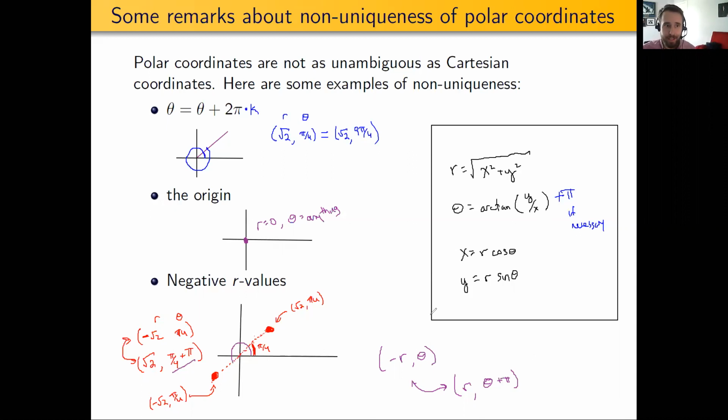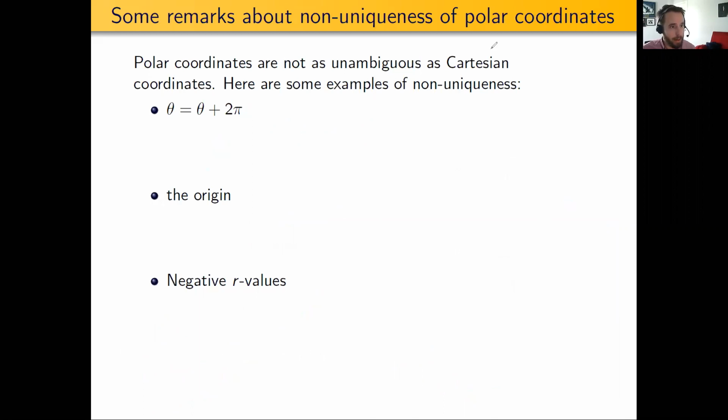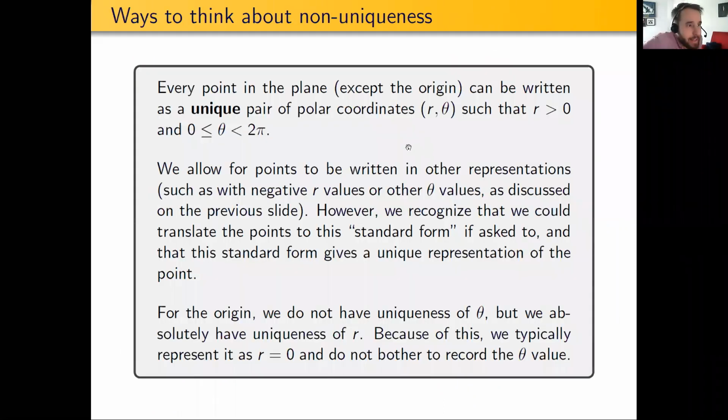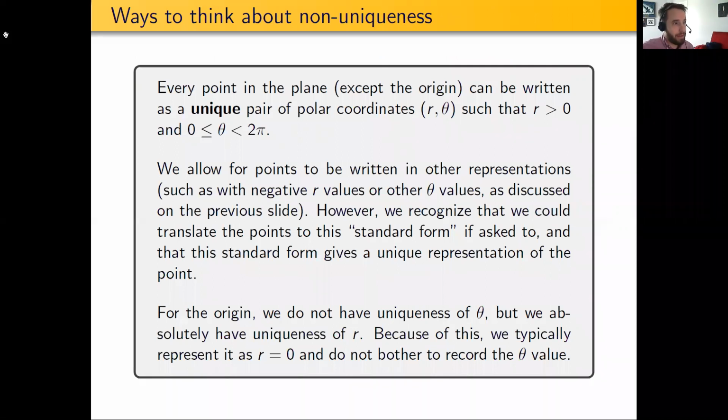We can consolidate this, or we can work through this using the following schematic. Here we go, the following schematic, right? So ways that we can get around this non-uniqueness. If we want to be able to describe a point unambiguously and uniquely, we can still do that using polar coordinates as long as we restrict what our possible r values and theta values can be, and as long as we're not talking about the origin. So every point in the plane except the origin can be written using a unique pair of polar coordinates.